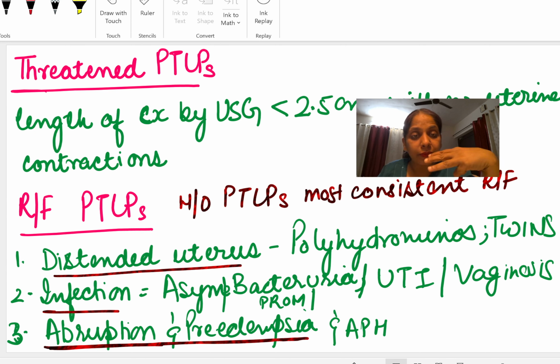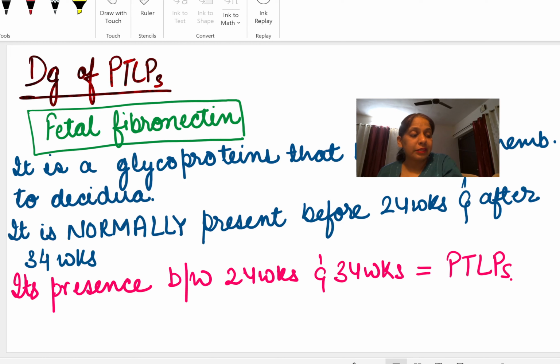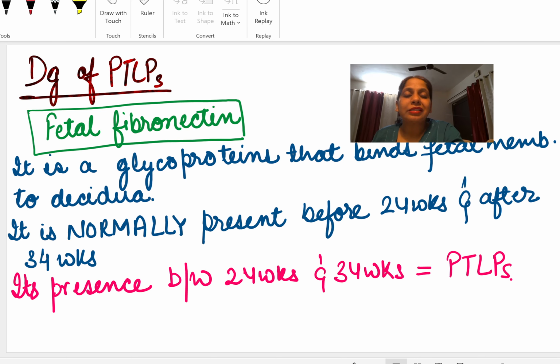So there are only 3 risk factors which you have to learn: distended uterus, infection, and abruption and preeclampsia. And you should know that history of preterm labor pain is the most consistent risk factor found in patients with preterm labor pain. Next is how you will diagnose. Today there was a lot of discussion on this question, so let us clear it.